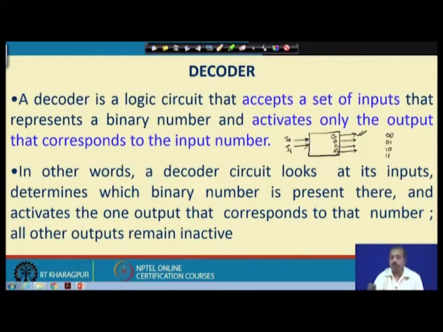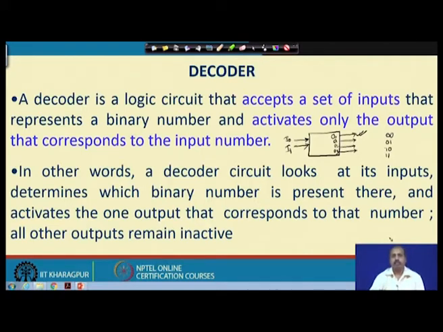Depending upon the binary pattern that I am feeding, one of the 4 outputs will be active and the others will be inactive. Active may mean the output is high while the others are low, or it may be the reverse, where active means the output is low and the rest of the outputs are high. Either way it can be done. So, a decoder circuit looks at its inputs, determines which binary number is present, and activates the one output that corresponds to the number. All other outputs remain inactive.